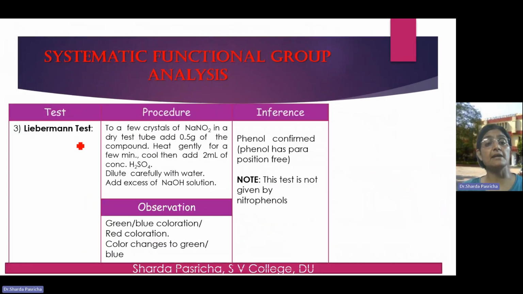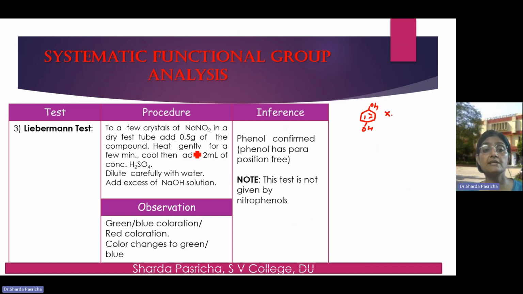The third test is the Liebermann test. This test is to find out whether the phenol has a free para position or not. The Liebermann test is characteristic of phenols with a free para position. So something like hydroquinone will not give you this test. Don't know what hydroquinone is? It is 1,4-dihydroxybenzene. It will not give you this test.